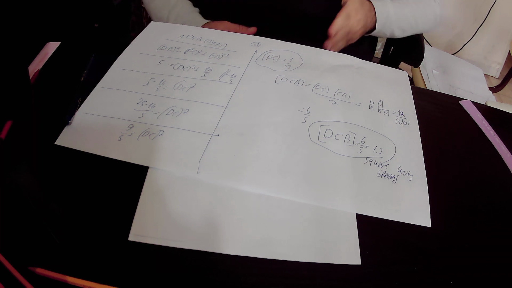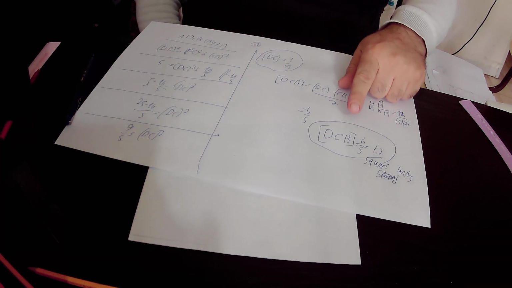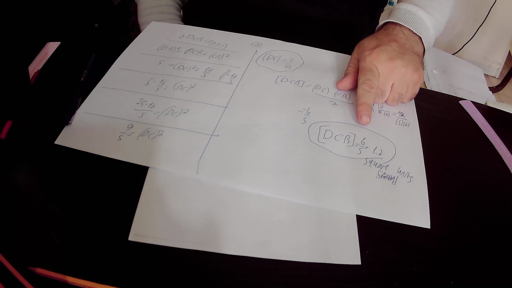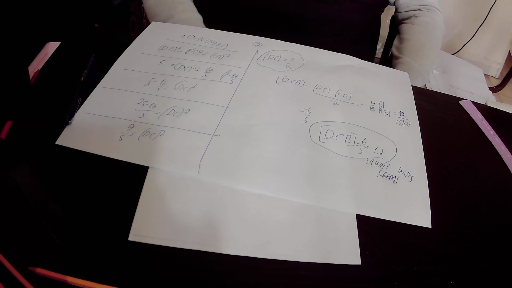So in both methods we arrive at the same answer, that the area of the blue right triangle equals either 6 over 5 square units, or in terms of numbers it is equal to 1.2 square units.